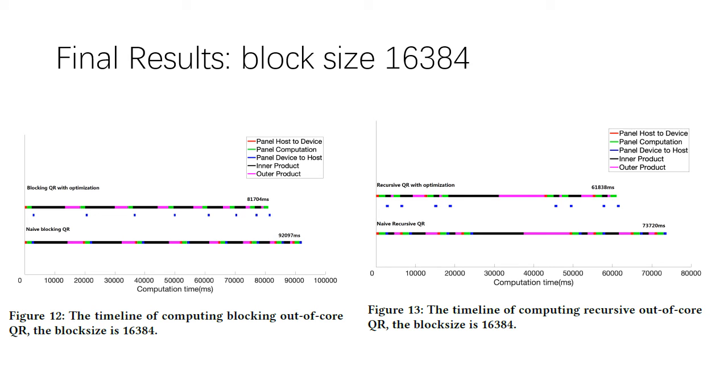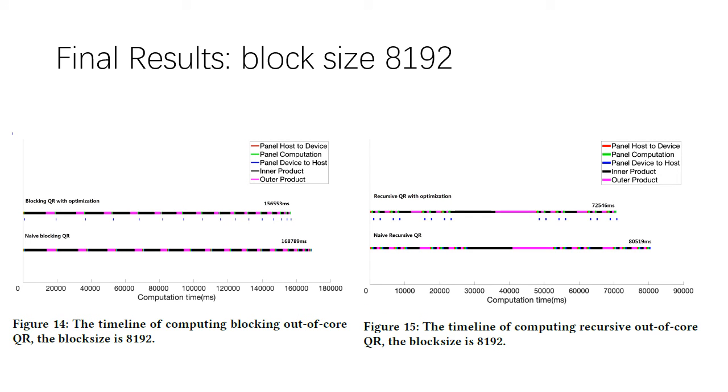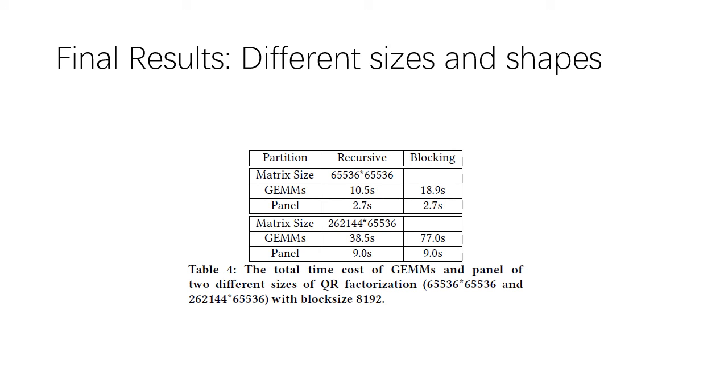The slide shows the timeline when the GPU memory is 32 GB and the block size is 16,000. We can find the recursive strategy is slightly faster than the blocking strategy. In this case, the speedup is from the in-core gems in the inner product. When the GPU memory is limited and the block size is reduced to 8,000, then the time cost increases significantly. The timeline is shown here, and in this case, the speedup is mainly from the overlapping. We have also done some proof experiments with different shapes and sizes, and the results are shown in the table. It's obvious that even with non-square shapes and smaller sizes, the recursive algorithm still has better performance.